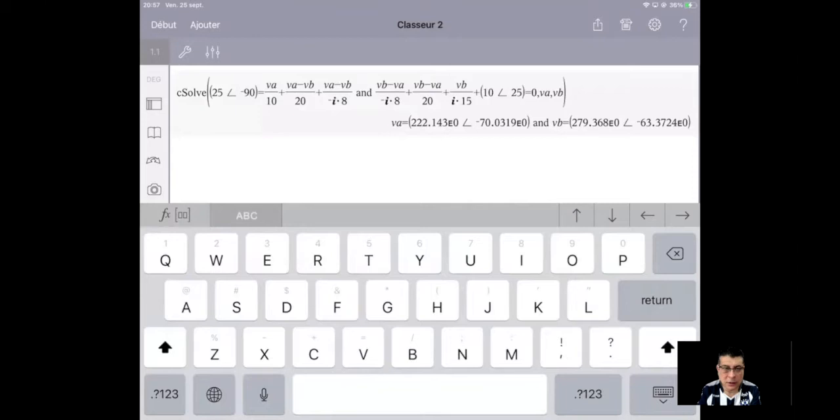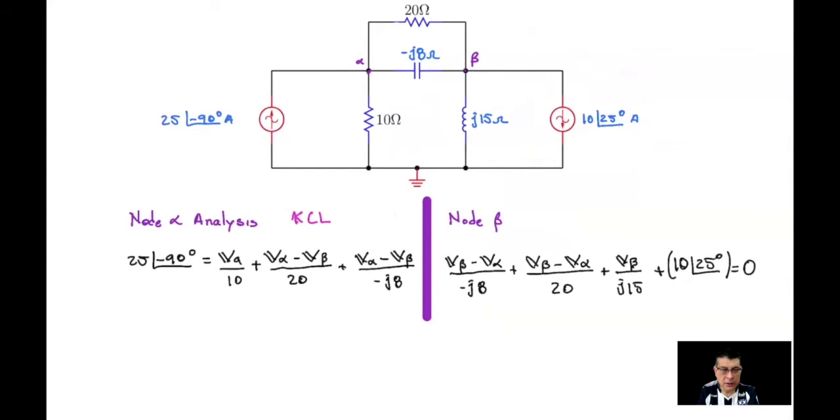I have my results here: 222.14 angle of minus 70 degrees, and V beta 279.36 angle of minus 63.37 degrees. Okay, I'm going to write this in my solving document. So this is going to be V alpha equals 221.143 angle of minus 70 degrees, and V beta equals 279.368 angle of minus 63.3 degrees.